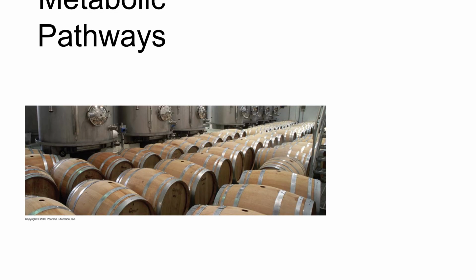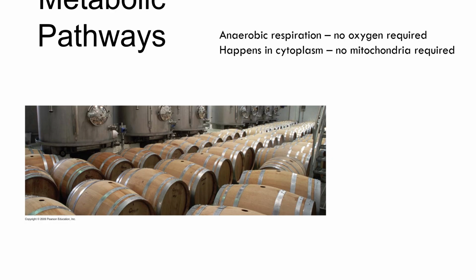Metabolic pathways are just a series of chemical reactions in your cells that release energy, and then harness that energy into ATP. So pathways can be thought of in many ways. Is oxygen required? Where does the reaction happen? What are the reactants? What are the products?